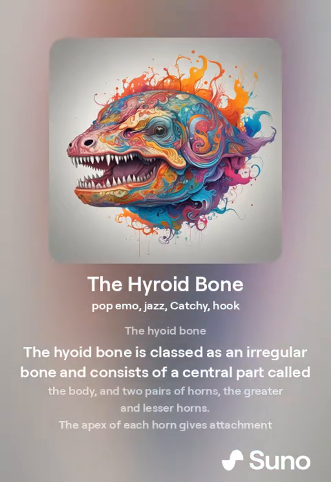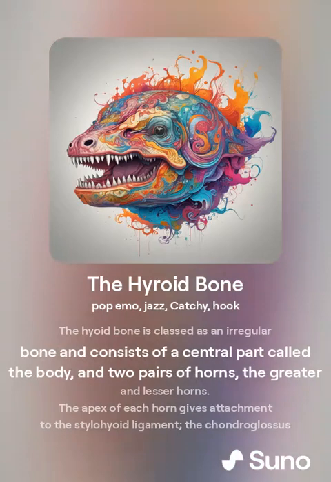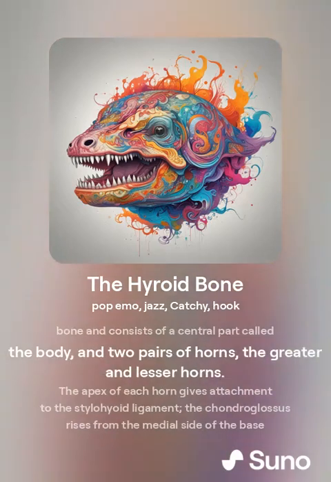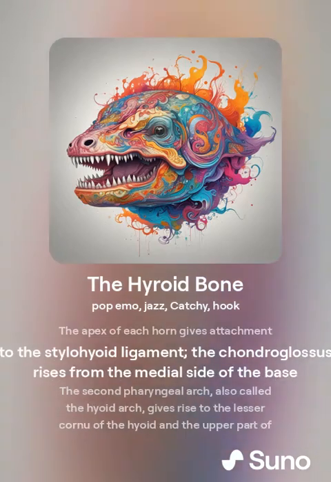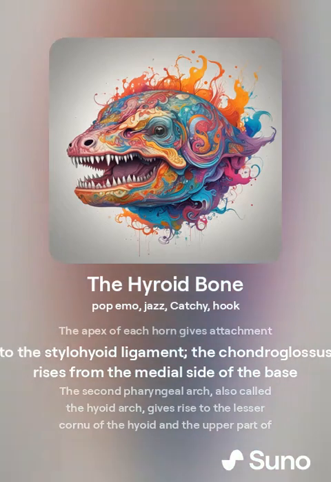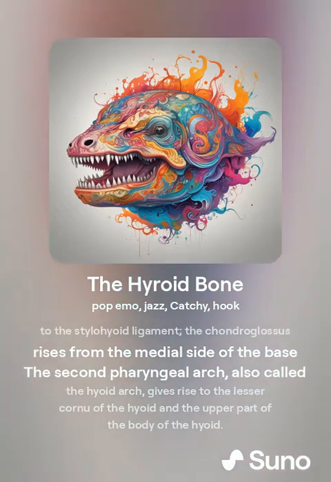The hyoid bone is classed as an irregular bone and consists of a central part called the body and two pairs of horns, the greater and lesser horns. The apex of each horn gives attachment to the stylohyoid ligament. The chondroglossus rises from the medial side of the base.